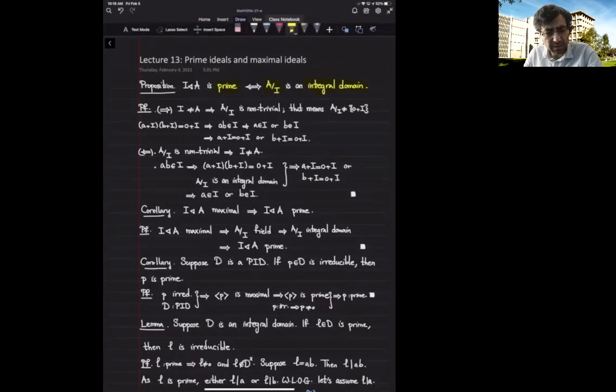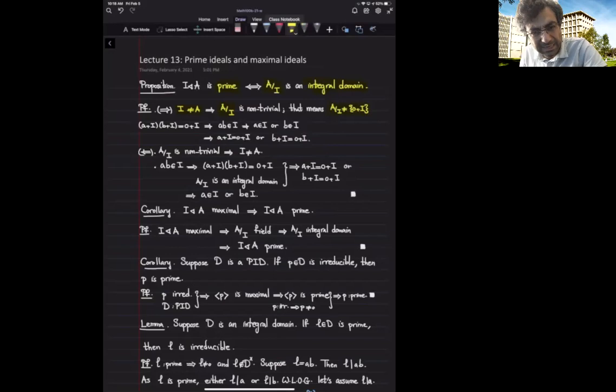I assume that I is prime. I want to show that A over I is an integral domain. An integral domain is a non-trivial ring, which means zero is not the same as one. It has at least two elements, with no zero divisors. Now, why is it not trivial? It's because a prime ideal is always proper. Because I is not the entire ring, the quotient ring consists of at least two elements. It cannot be just the zero ring.